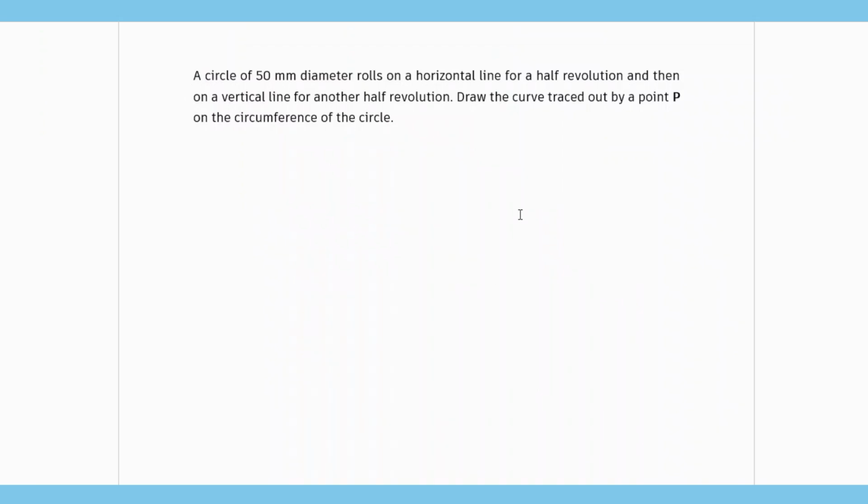Okay, so let's solve this problem. We have a circle of 50 millimeters in diameter, which is rolling on some horizontal line for a half revolution. And then it continues to roll on a vertical line for the remainder of the half revolution. Now we want to draw the curve traced out by some point P, which is located on the circumference of the said circle. Okay, so with your drawing board and your instruments, we can begin to solve the problem.